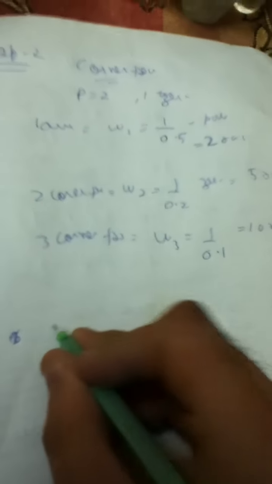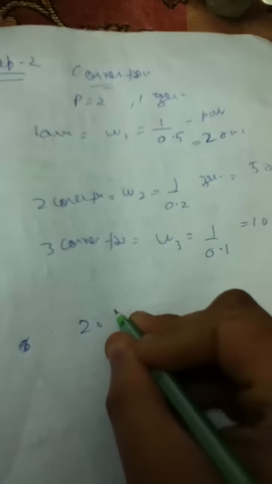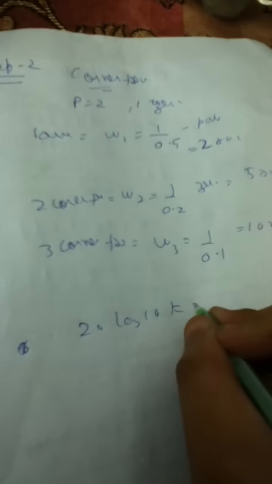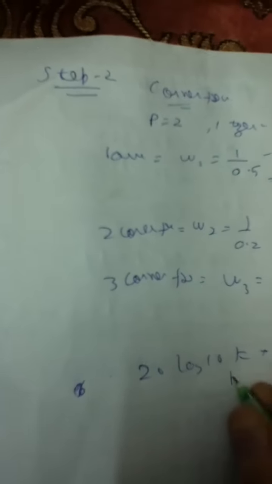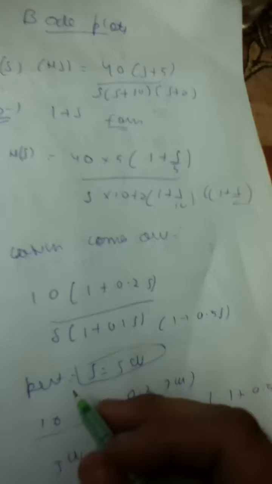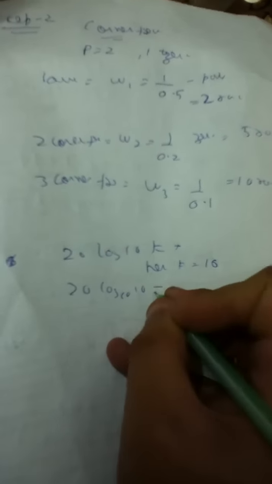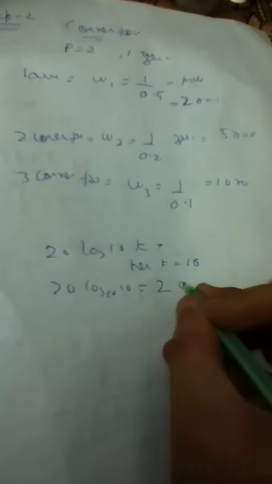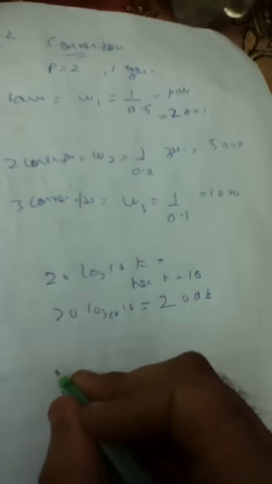We have to find the slope. Now, the minimum frequency we have to start the Bode plot with is 20 log 10 of K. Here K equals 10, this 10. Now you find the value: 20 log 10 of 10 comes out to be 20 dB. This is our starting value. From this value we have to start marking our Bode plots.